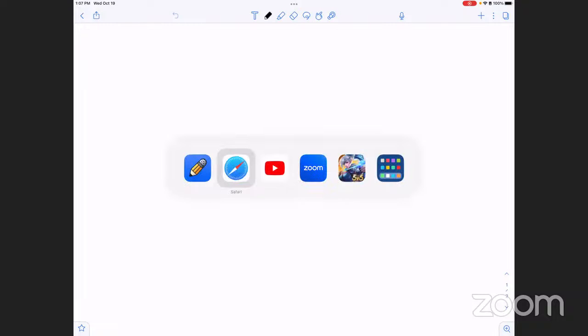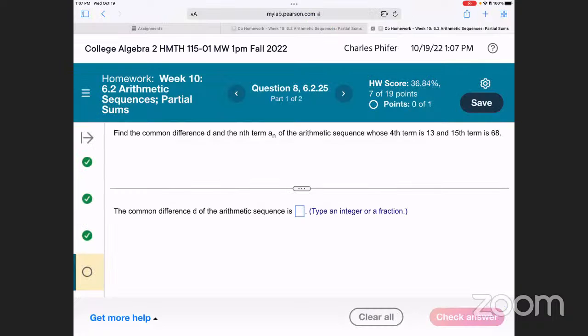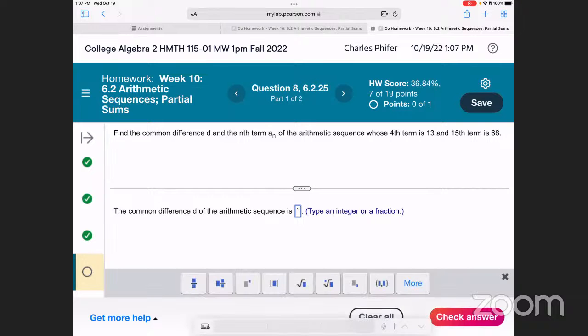I know last time we had already started on the homework, so we'll get through this as best we can. We might go ahead and do the quiz, and we'll see what it looks like when we're done. We're asked to find the common difference and the nth term an of an arithmetic sequence whose fourth term is this and 15th term is this. Okay, so let's take some notes. Let's write some things down.